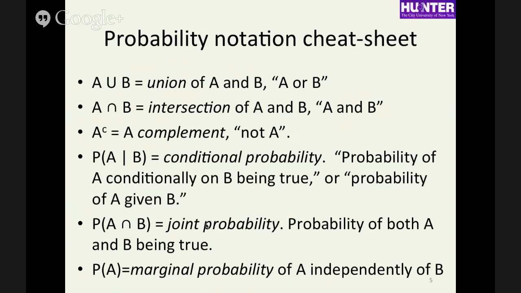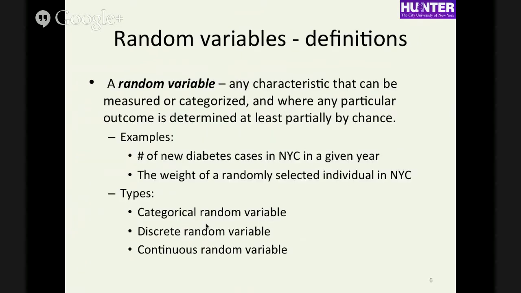All right, your probability notation cheat sheet, just so you have it with you. Union, intersection, complement, conditional probability, the joint probability or the intersection, and the marginal probability. Lots of fancy words that have a simple meaning. Okay, so unless there are more questions about that, and I can take some more quick questions, I'm going to go on to random variables now.